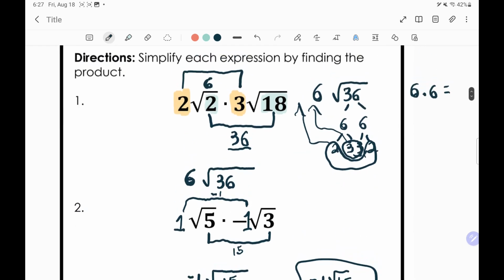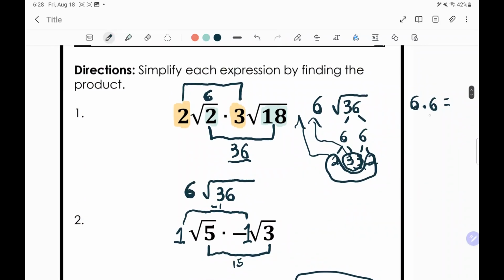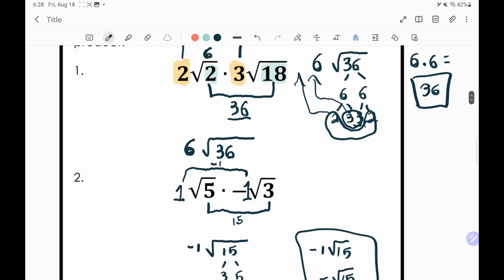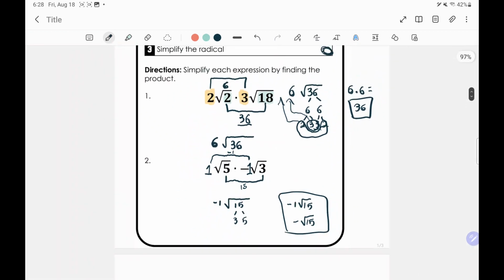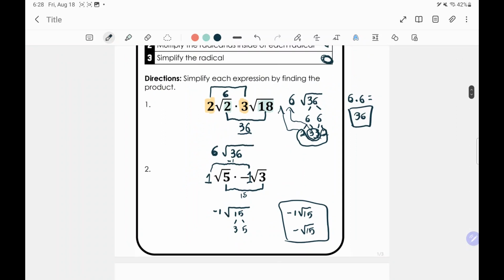Okay, the other one, what was my answer? I forgot to write it. It's going to be 36. Okay, I forgot to mention it. Now, that's going to be the first page. So as soon as you're done with this one, you can go ahead and glue it to your notebook.